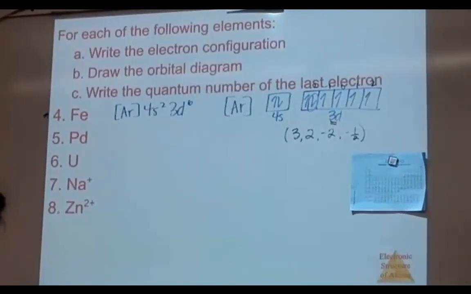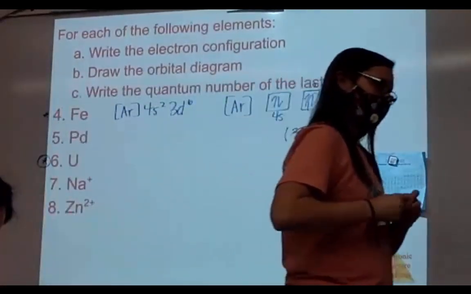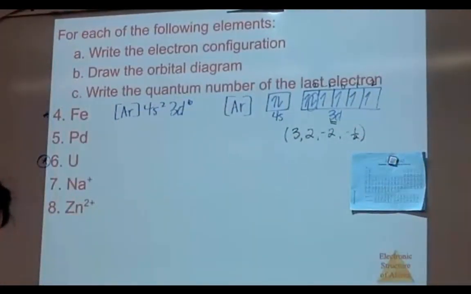So the next one that I want you guys to look at is uranium. So electron configuration and orbital diagram. Uranium's atomic number is 92. We're going through this one because if you look where uranium is, I want to be able to go through the specifics of what happens if we get down to the F block.